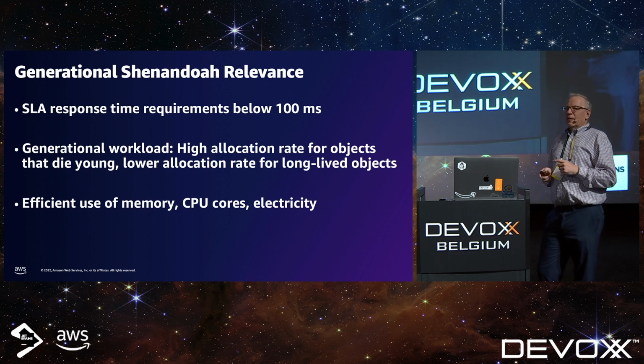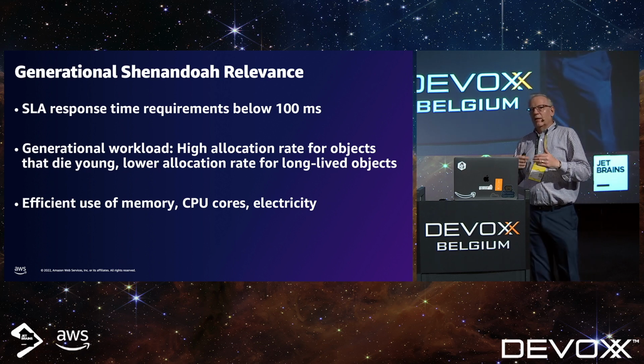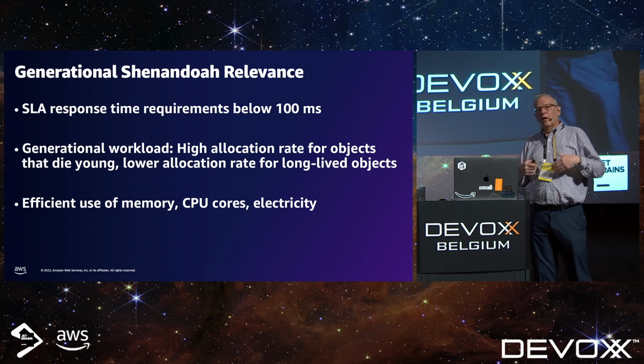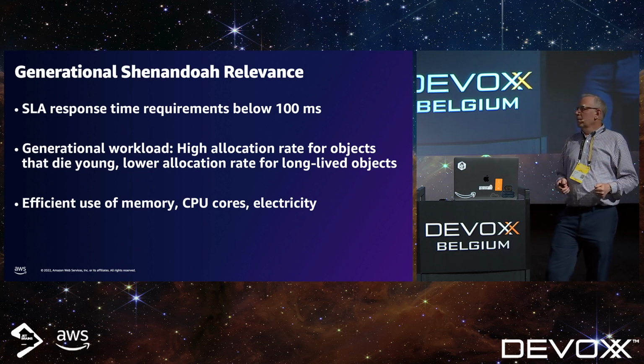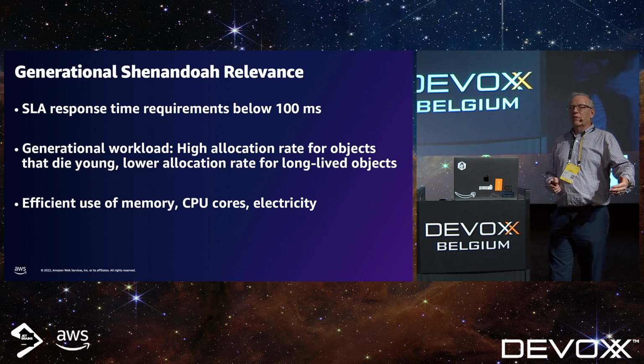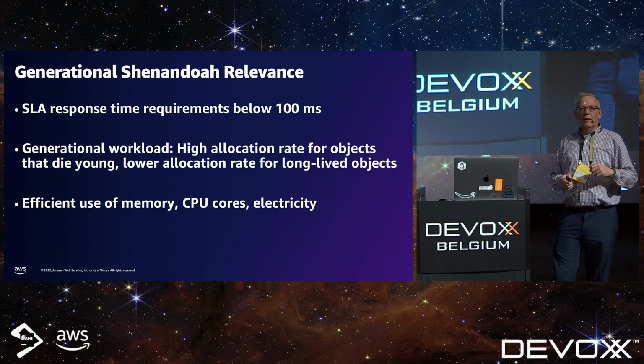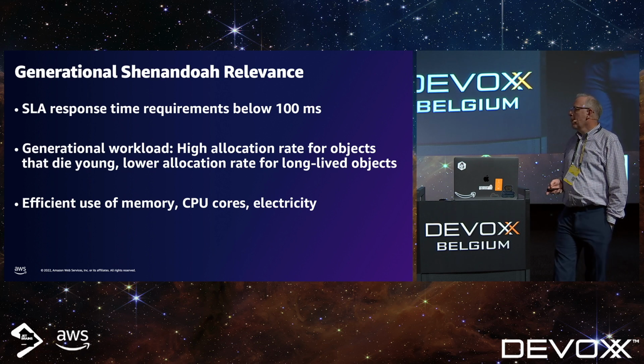The ideal candidate does have a memory set that combines young gen and old gen objects. So your transactions maybe chew through a lot of memory very quickly, but you also have some persistent data that sits around, and that's what generational garbage collection is most ideal for.